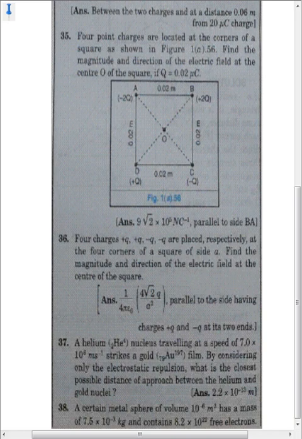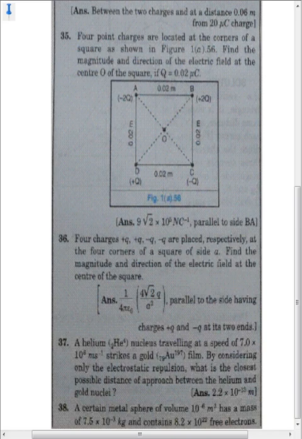We'll, however, consider the next one, that is the 37th one, where we have a helium nucleus traveling at a speed of 7 times 10 raised to the power 6 meters per second, striking a gold film. This is the popular gold foil experiment, the scattering experiment by Rutherford. And by considering only the electrostatic repulsion, what is the closest possible distance of approach? So we wish to determine the distance of closest approach in this case.